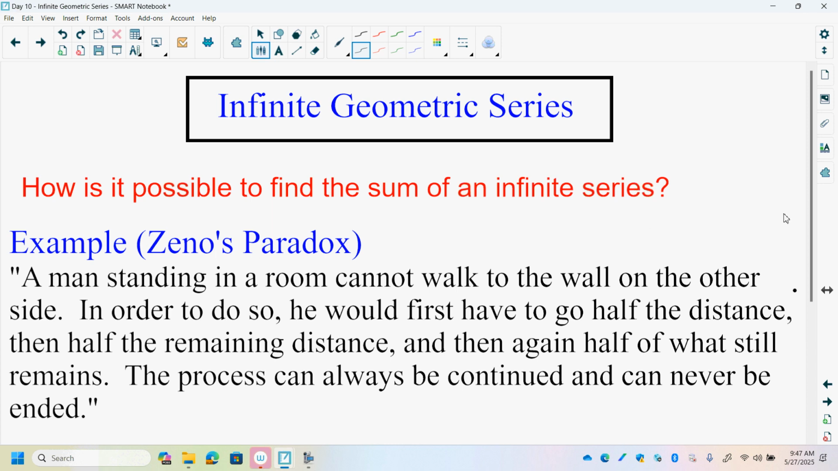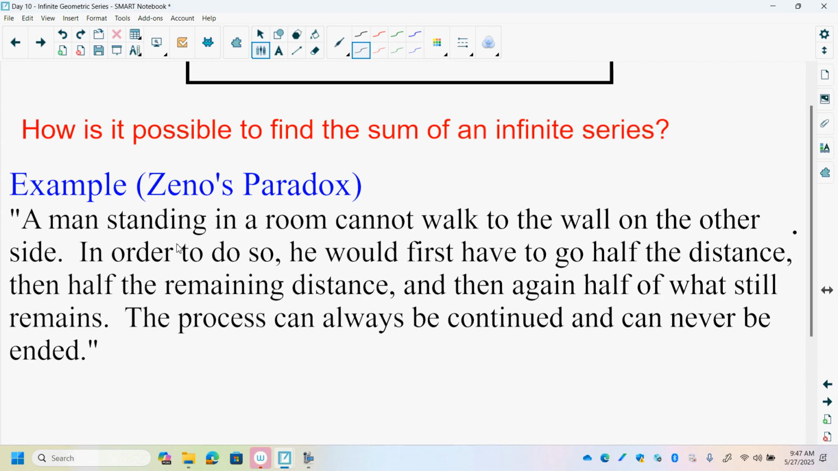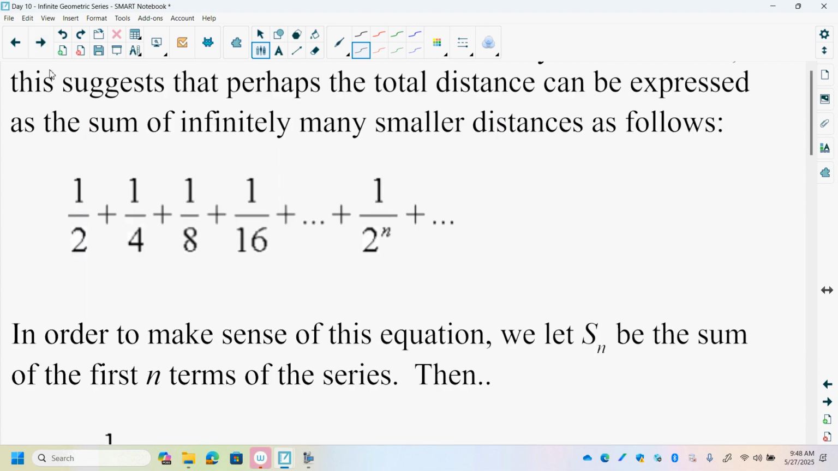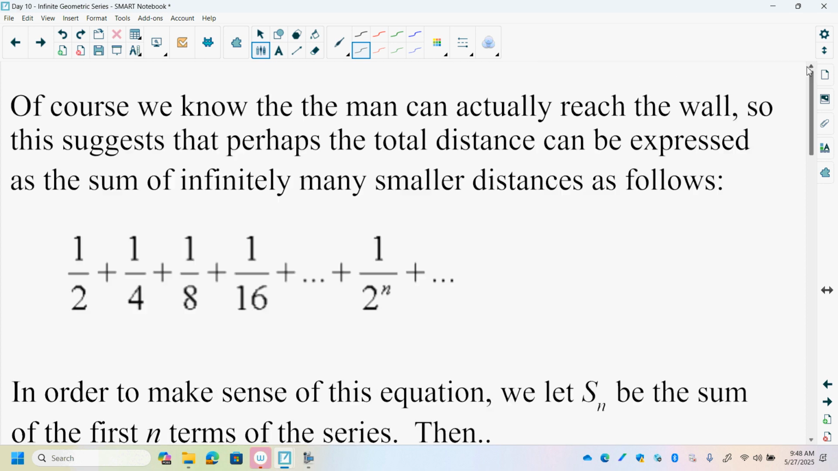So here's a little example called Zeno's paradox. It says a man standing in a room cannot walk to the wall on the other side. In order to do so, he would first have to go half the distance, then half the remaining distance, and then again half of what still remains. It says this process can always be continued and can never be ended. Of course, we know that if we wanted to, we could just boogie across the room here and touch the wall on the other side, no problem.